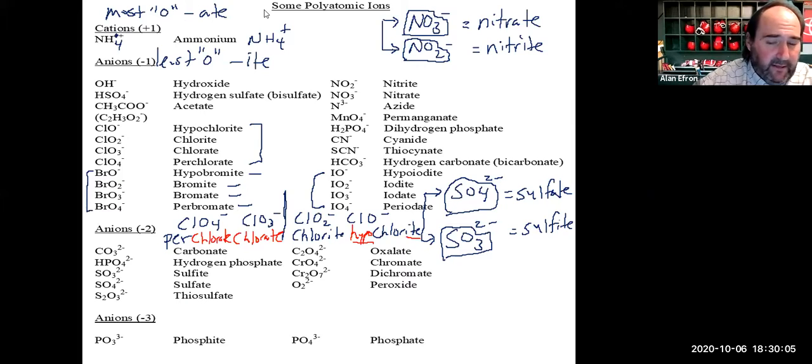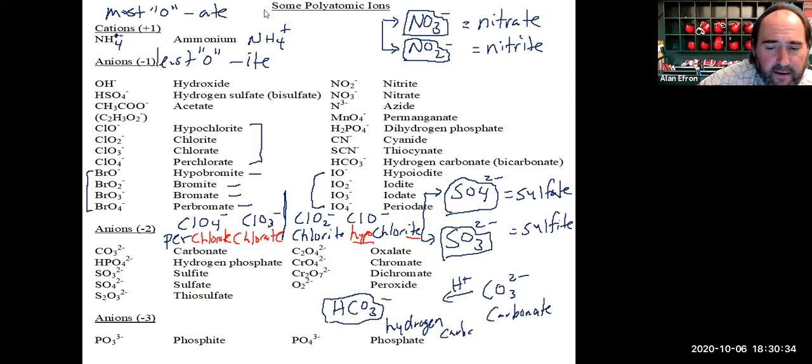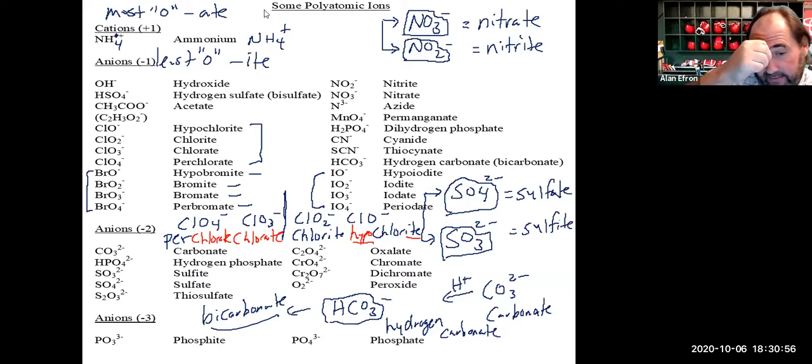Another thing that you will sometimes see on here, for example, if we look at CO3 2-, that is carbonate. And sometimes we put an H plus in front of it. If we do that, we get HCO3-. We basically put an H plus, or a hydrogen, in front of it. This is what is known as hydrogen carbonate. Hydrogen carbonate is also sometimes referred to as bicarbonate, where the bi is used instead of the hydrogen. It also happens with sulfate. You could have hydrogen sulfate and bisulfate. So that's again a very common rule as well.